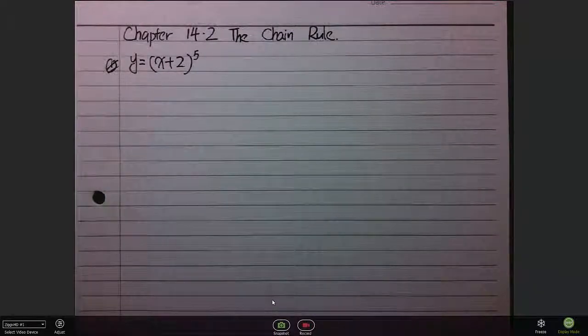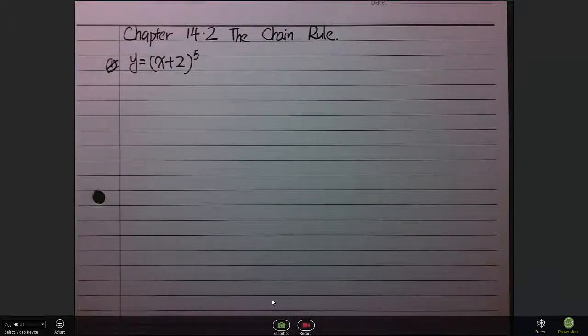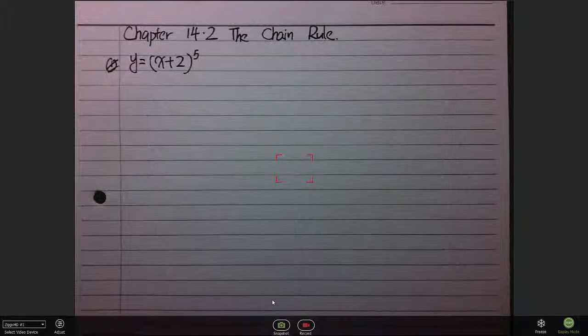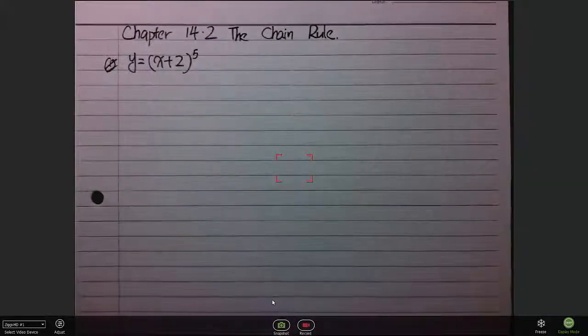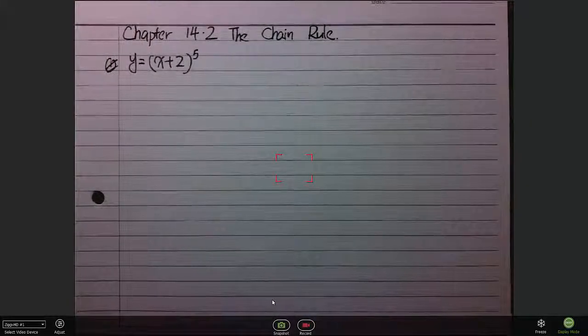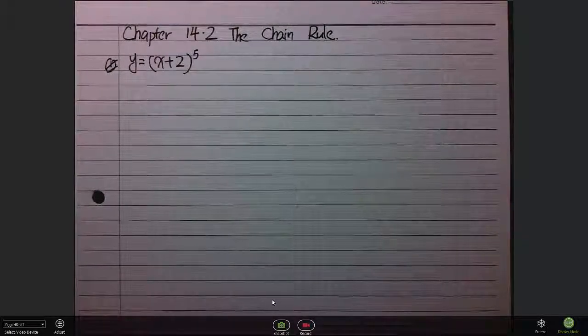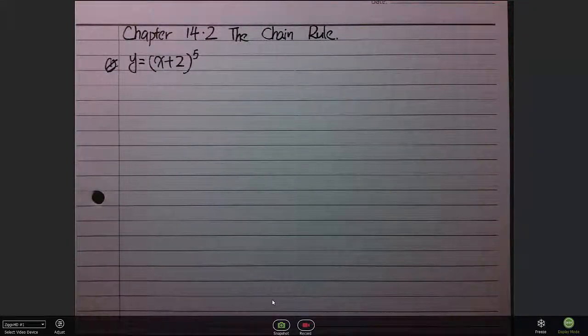Today I'm going to do chapter 14.2, the chain rule. Okay, we look at this function here, y equals (x + 2) to the power of 5. Normally, if you want to expand this, you probably have to use the binomial theorem. Then you expand everything, then you differentiate y with respect to x. Today I'm just going to show you the method of the chain rule and how I can use the chain rule to differentiate such a function.